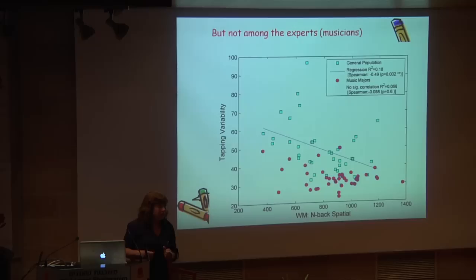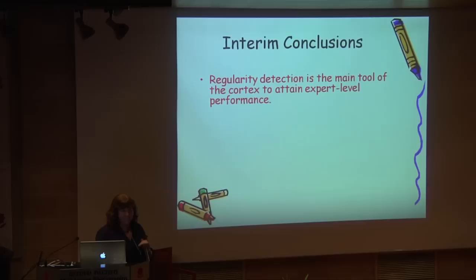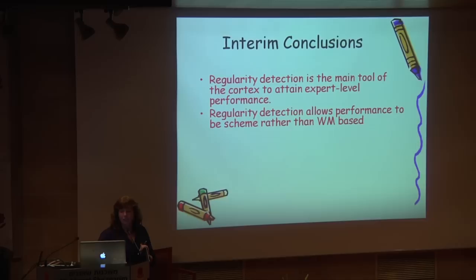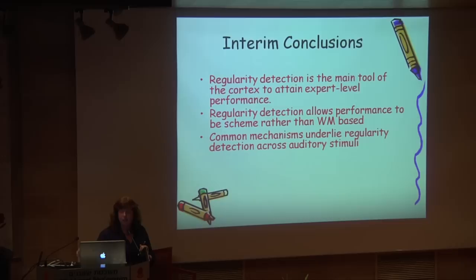And I'd like to say that this naive dependence is true across tasks, even in the simplest cases. So this is just an interim, don't worry, it's an advanced part. Regularity detection is the main tool of the cortex to attain expert level performance. Regularity detection allows performance to be scheme rather than working memory based. Well, working memory is a pretty broad notion, and common mechanisms underlie regularity detection across auditory stimuli.